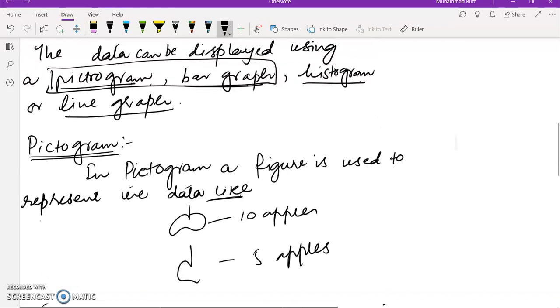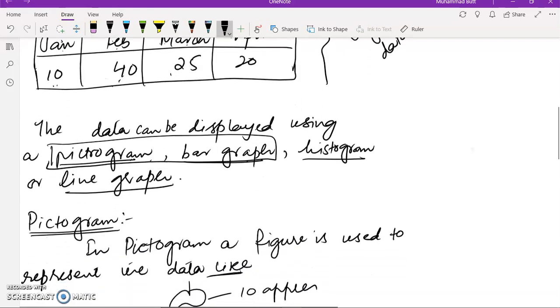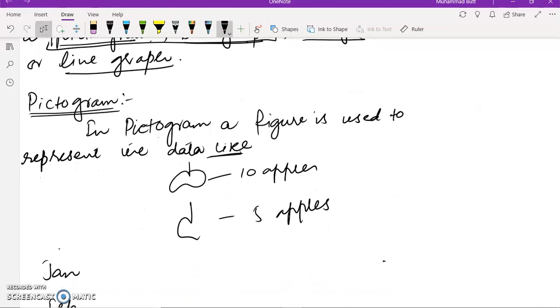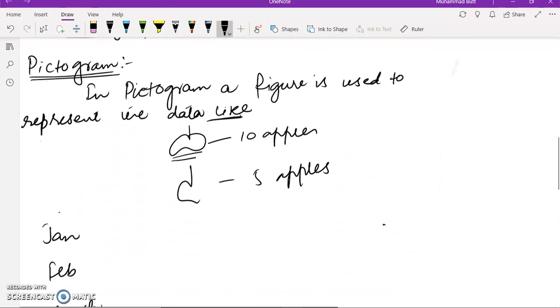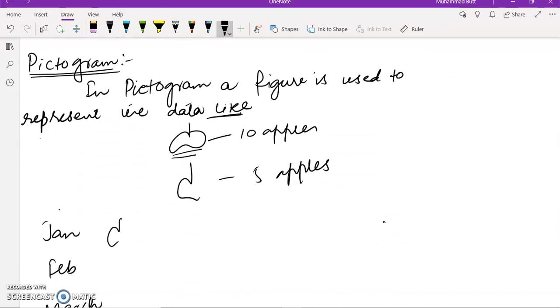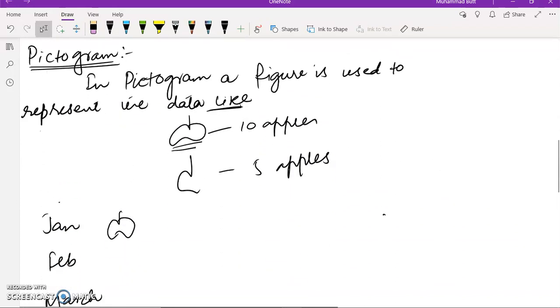Like we have shown the number of apples sold by the shopkeeper in a table. In January, he sold 10 apples. In February, he sold 40. In March, he sold 25. In April, he sold 20 apples. So in pictogram, we can use a figure of an apple to represent 10 apples. As we know that he sold 10 apples in January, so we can draw 1 apple, because 1 apple is representing 10 apples. So if we are drawing 1 apple, it means that 10 apples have been sold in January. Then in February, he sold 40 apples, so we can draw 4 apples.